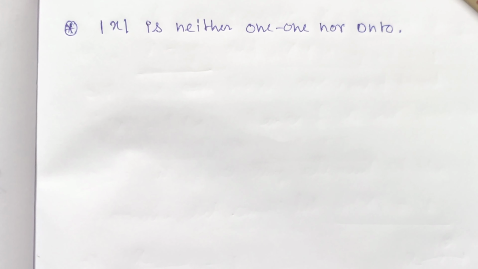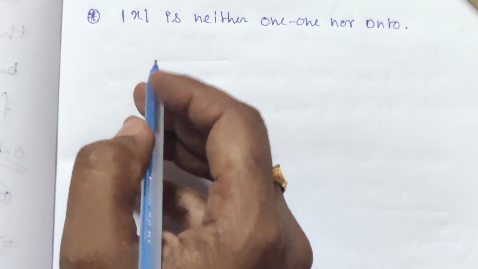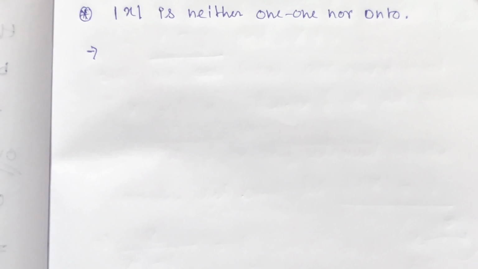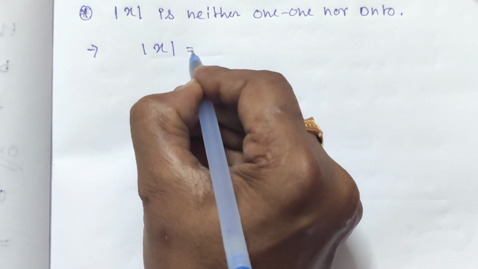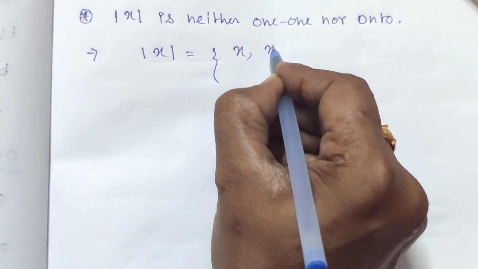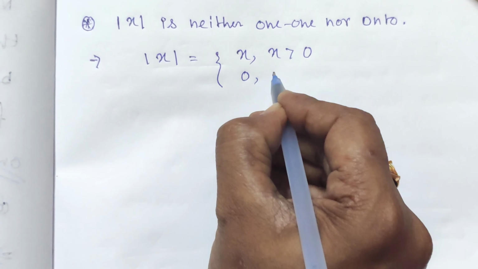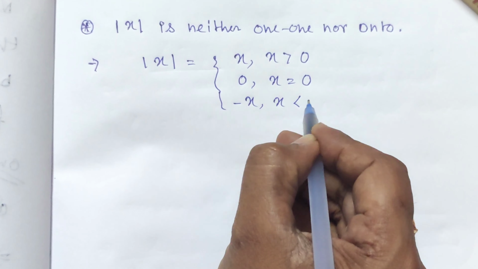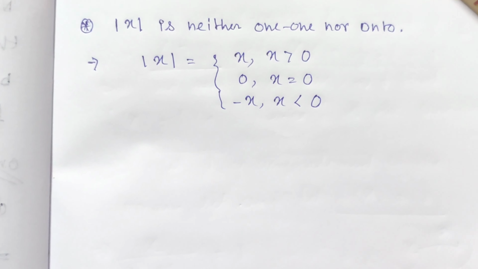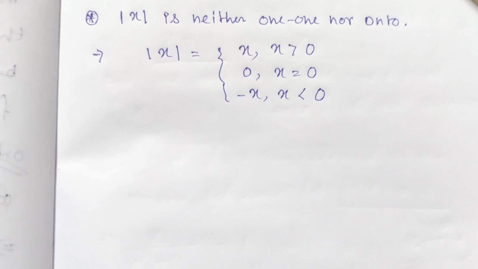For the basic concept of one-one and onto functions, you must watch the previous video related to functions. Now let's prove mod x is neither one-one nor onto. Remember the definition of mod x. Mod x equals x when x is greater than 0, that is, when x is positive. Mod x equals 0 when x equals 0, and negative x if x is negative. Okay, this was the definition of mod x. For different kinds of functions, you will get another video on my channel.